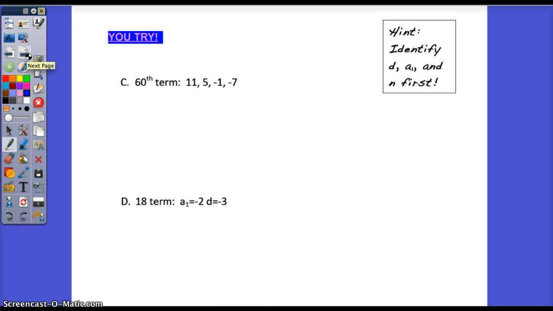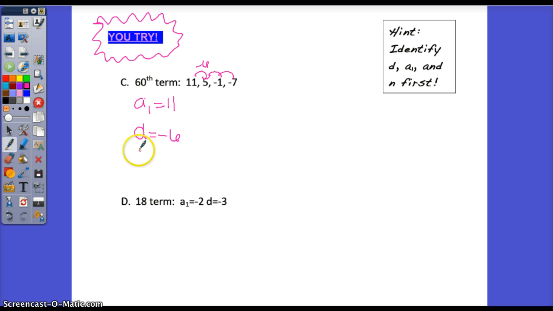I would like for you to try these ones on your own. Hit pause, try them all on your own, and then I will give you the answers. All right, you've hit pause. You should have had a sub 1 equals 11. You found your common difference to be negative 6 because you went minus 6 on each one of these. You should have said that n equals 60 again.